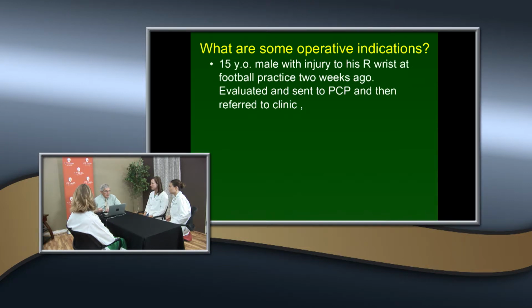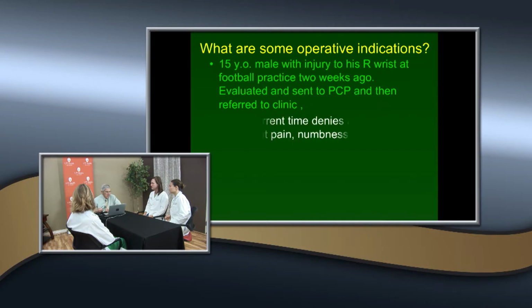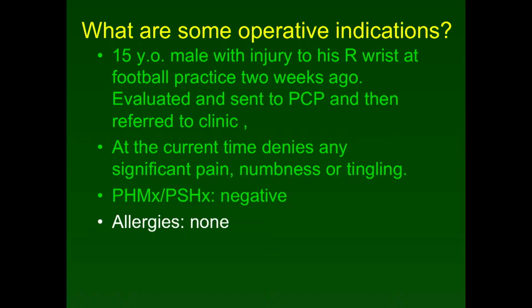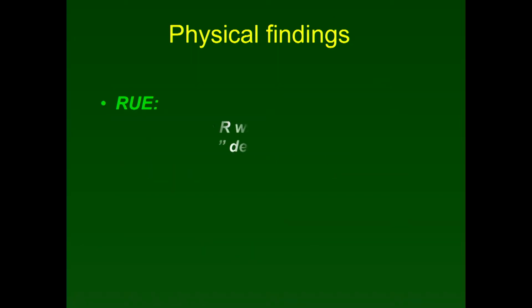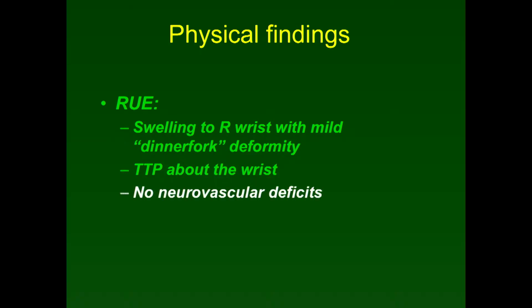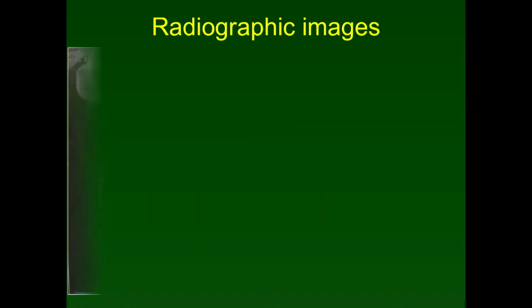Here's a 15-year-old male, injury to his right wrist, evaluated and sent to the primary care. At the current time, denies any significant numbness or tingling. Review of systems is negative, allergies are none. Was a football player. Here are the physical findings: swelling in the wrist with mild dinner fork deformity, tender, no defects.